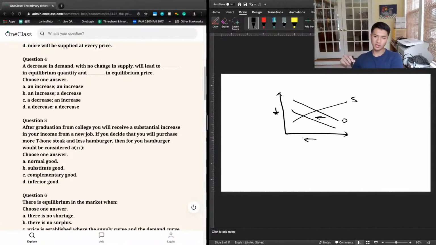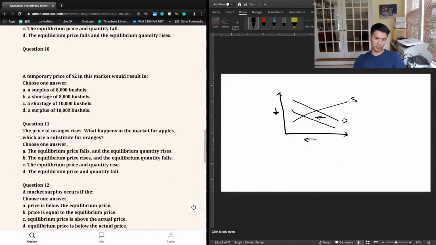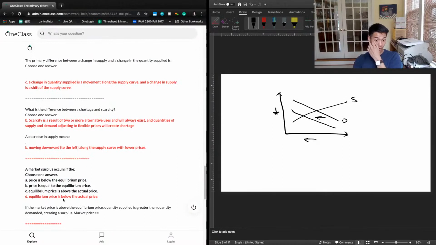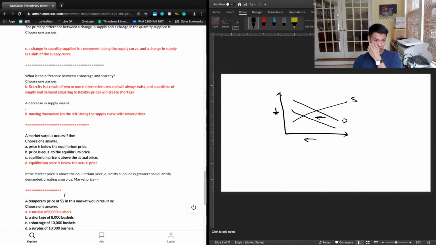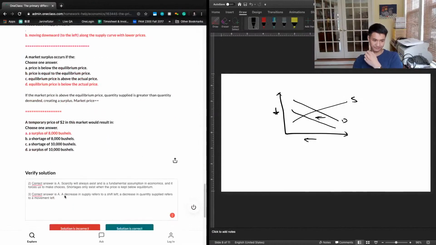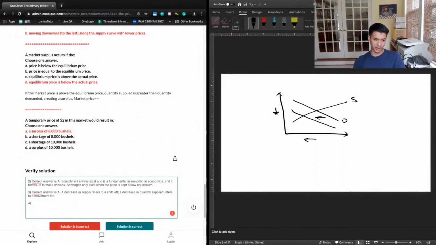So a decrease in demand with no change in supply will lead to a decrease in equilibrium quantity and a decrease in price. So we're looking for a double decrease. And that's going to be answer choice D. And we can check this with the previous year's answer. Looks like they skipped this one, so we're going to fill that in. Correct answer is D. The decrease in demand is a leftward shift in demand. If we draw this on the supply and demand model, we would see a decrease in both quantity and price.